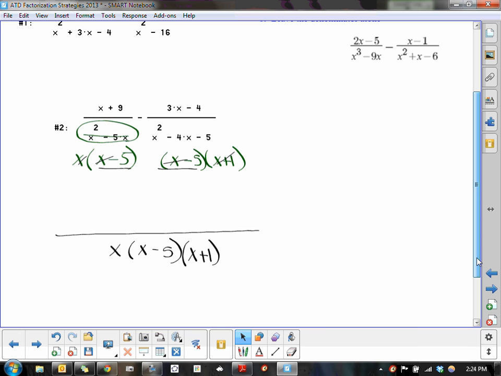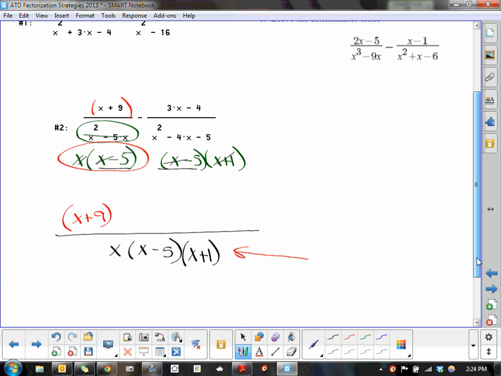Nate, what are we going to have to end up multiplying this x plus 9 times? Compare this denominator to the common denominator we just created. What is it missing? See how this does not have an x plus 1? It needs it. So we're multiplying an x plus 1 on the top and the bottom. So times x plus 1. And we have our new change, the subtraction sign.